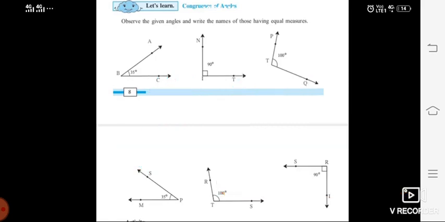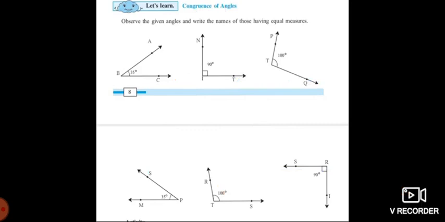So like this they have given you many angles, in total 6 angles. Yes, so the first angle is angle ABC, which is measuring 35 degree. Second one we have measure angle NIT, a right angle measuring 90 degree. Later on we have measure angle PTQ, which measures 100 degree. Angle SPM is equal to 35 degree. Measure angle RTS is equal to 100 degree. And the last angle, measure angle SRI is equal to 90 degree.